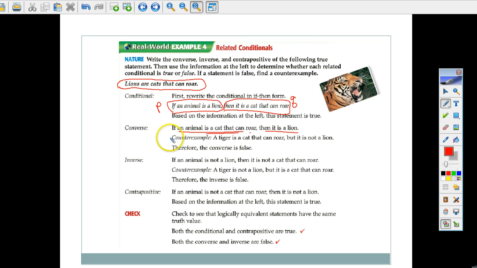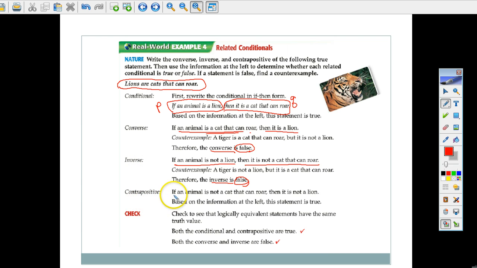That is false because there's a counterexample. A tiger is a cat that can roar, but it is not a lion. So tiger is our counterexample, so it is false. Alright, inverse. So for the inverse, you're negating it. If an animal is not a lion, then it is not a cat that can roar. Is there a counterexample? A tiger is not a lion, but it is a cat that can roar. So a tiger is another counterexample. Therefore, this is false. Converse is false, inverse is false.